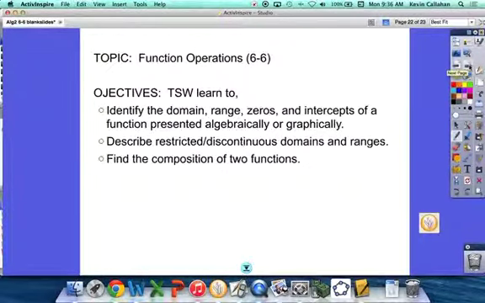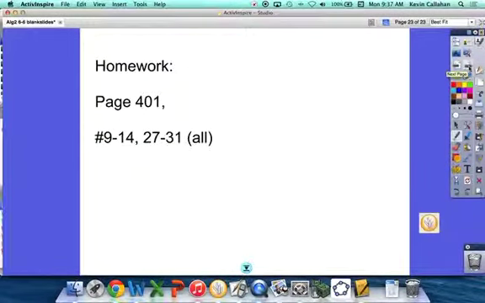So now let's see. Identify domain, range, zeros. Right, so this is getting at the domain. And describe restricted domains. Okay, that's dividing by zero, square roots of negatives, and find the composition of two functions. Those are the SOL essential skills that we're supposed to be touching on. And the homework here, both sets of these are all. These are add, subtract, multiply, divide. These are the compositions. This should work just like the last example. I think in the book they have a different example altogether. So if you wanted to look there, you'd have another example of it.